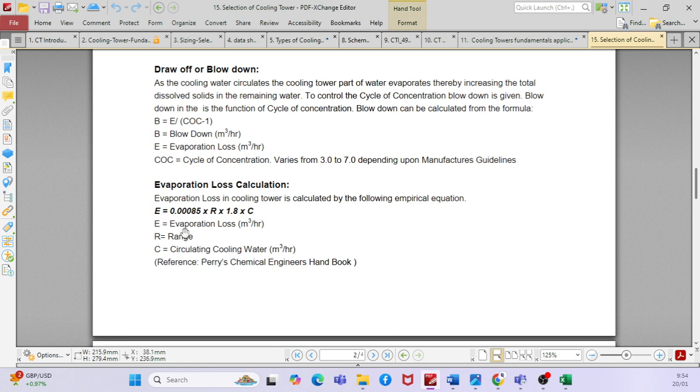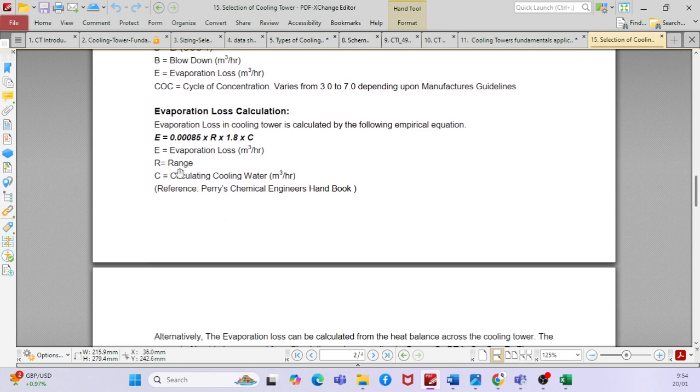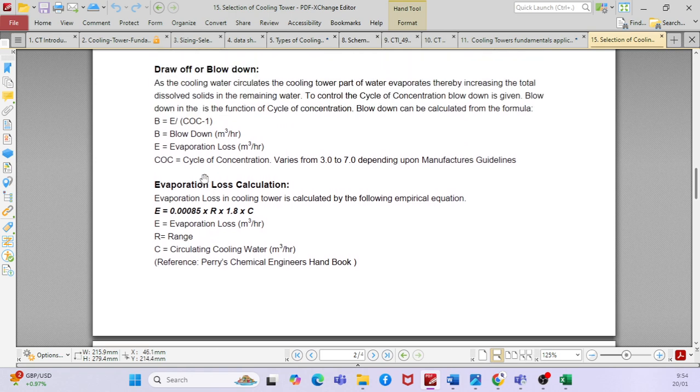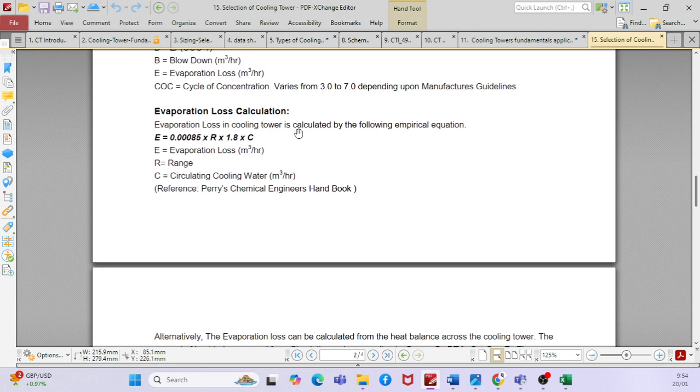But this circulating cooling water, GPM condenser, is nothing but TR multiplied by 30 divided by delta T. That is basically the circulating cooling water, GPM condenser. R is just the temperature range, the delta T basically. So here you can calculate the evaporation losses, and then you can calculate the blow down losses.